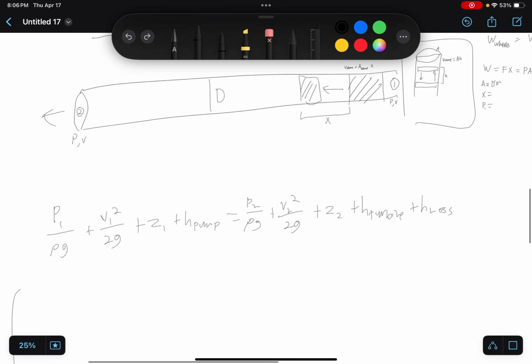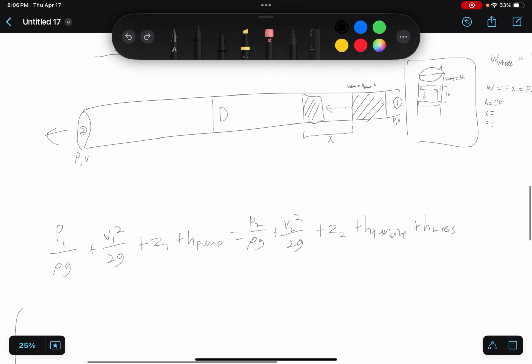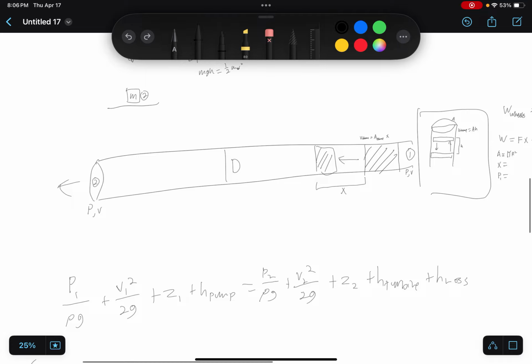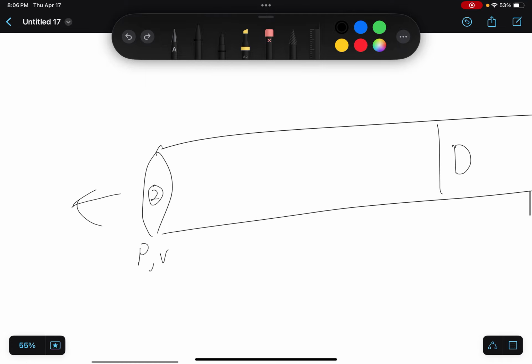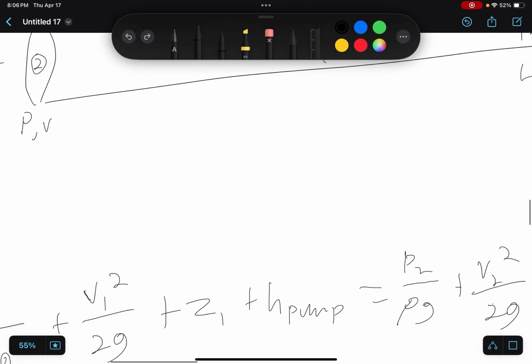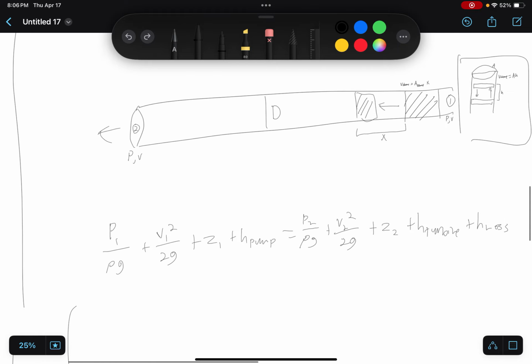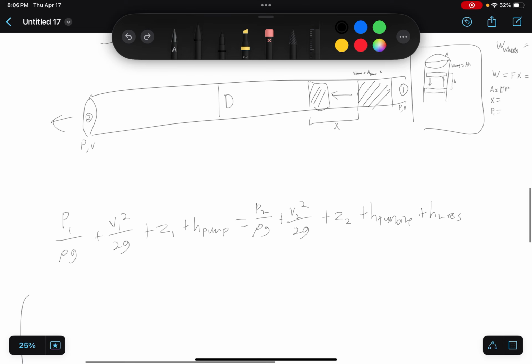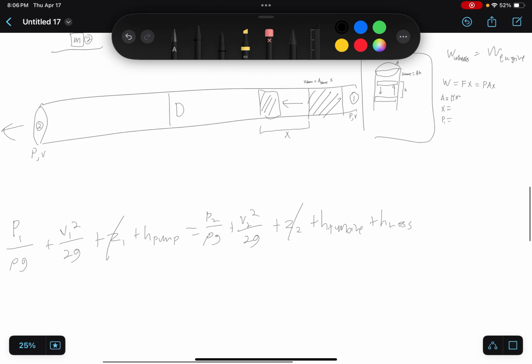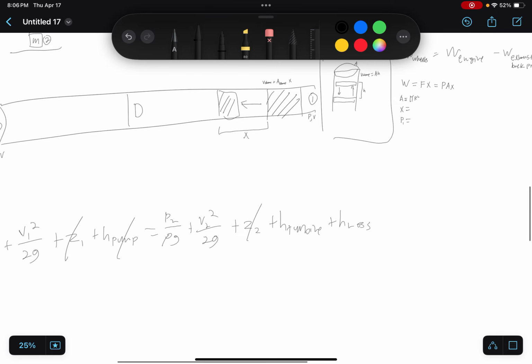So, cool. What do we have in this equation? Assuming state 1 is at the inlet of the exhaust and state 2 is at the outlet of the exhaust. So, we're going to have a pressure. We're going to have a velocity. Let's assume that the change in height is negligible between the exhaust inlet and the exhaust outlet, because it probably is. There's no pump in between the inlet and the outlet. There could be a turbine.